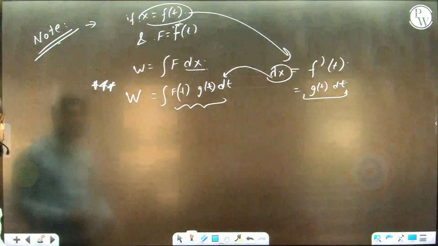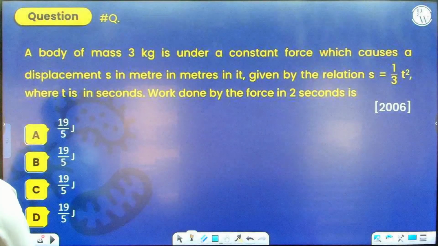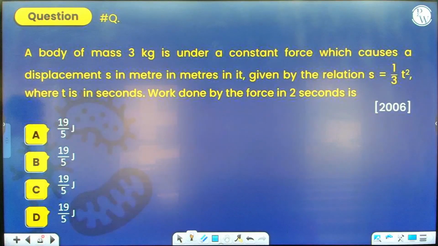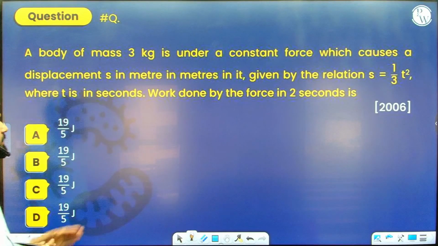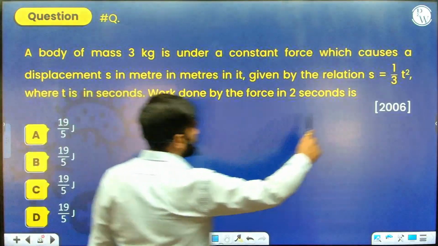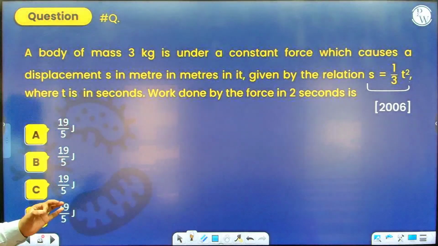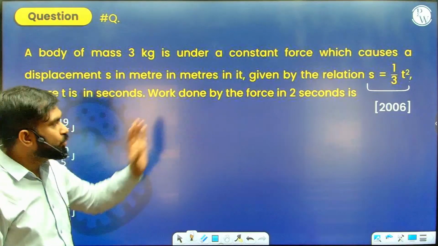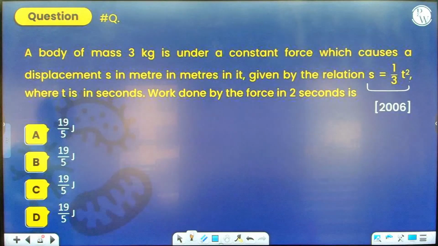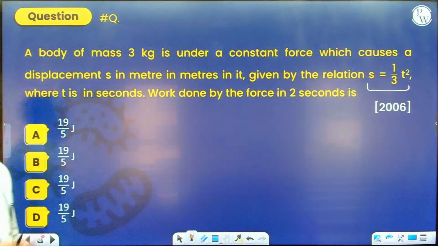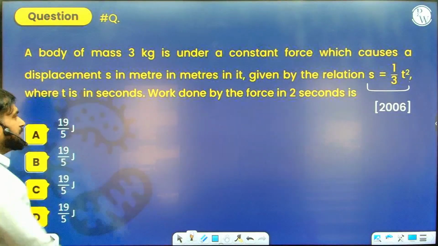All right, let's proceed further. Check. Now they are saying that a body of mass 3 kg is under the constant force which causes the displacement. Okay, all right, then again the similar kind of problem, displacement as a function of time. So either you can get the displacement in 2 seconds, that's also fine, and you can differentiate it to get the force, and then you can again get the work done by the force.